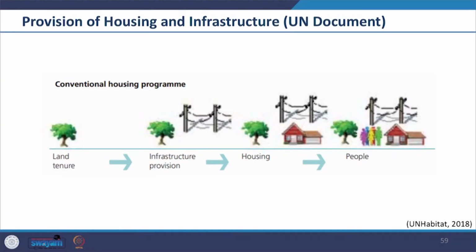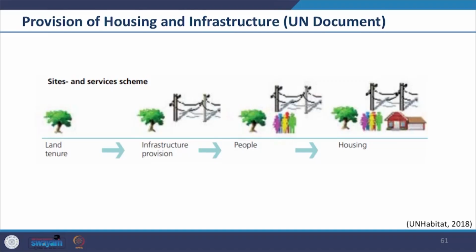You may see four ways in which provision of housing and infrastructure is done as per the study of UN, including both formal and informal housing. In the diagram, you can see how housing program works. First, you assure land tenure, then infrastructure, then house construction, and then people come in. Whereas in the site and service scheme, you see that first land is assured, then infrastructure comes in, then people come in, and the house is constructed.